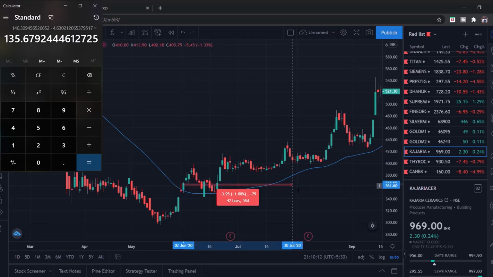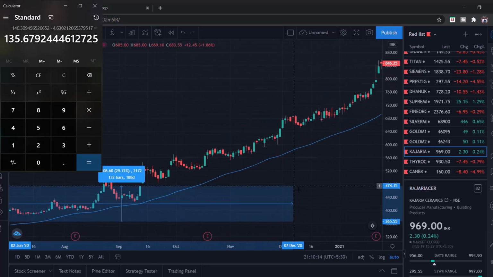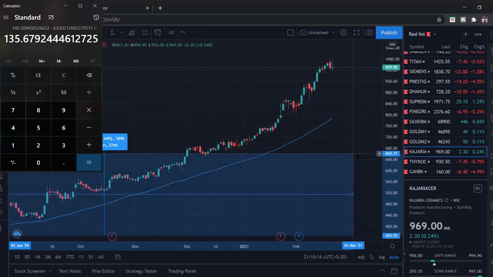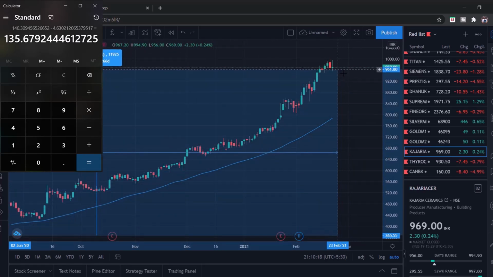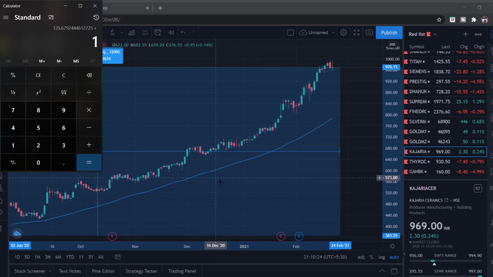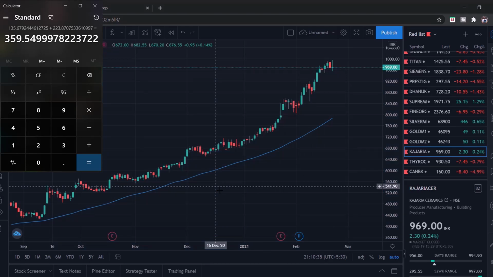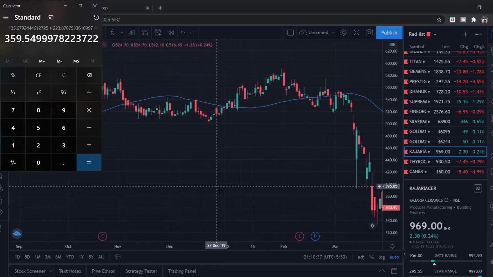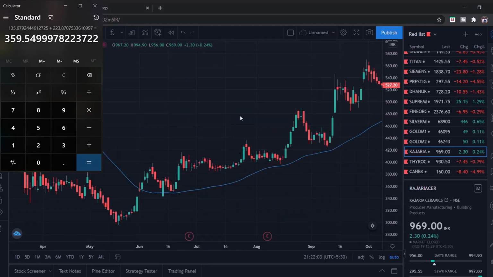And oh wow. This trade is still going on in a beautiful uptrend of about 165% so far. So we will add that 165%. Wow, that is 359 rupees. From 100 rupees in a span of 2 years, we now have 359 rupees. We have more than tripled our investment in just 2 years.